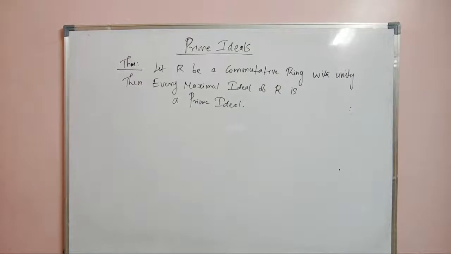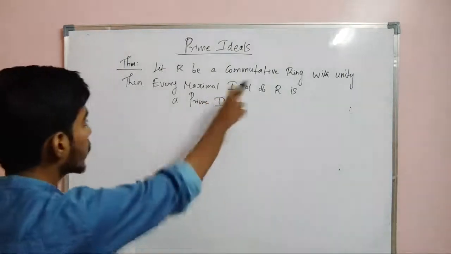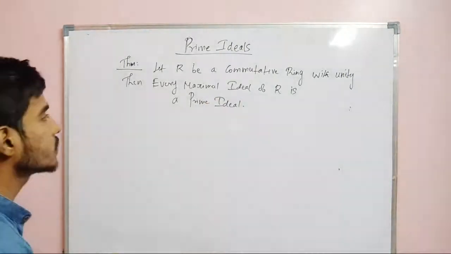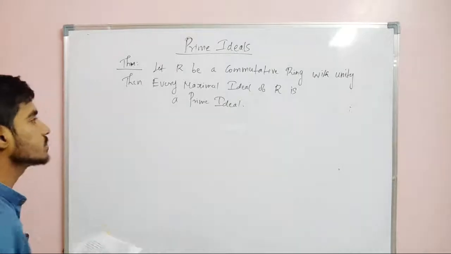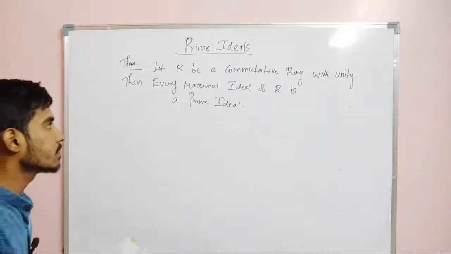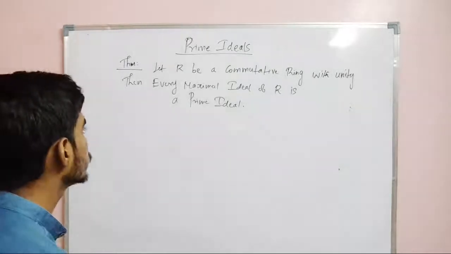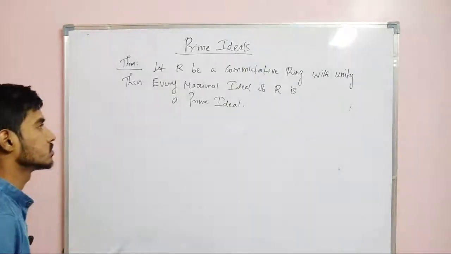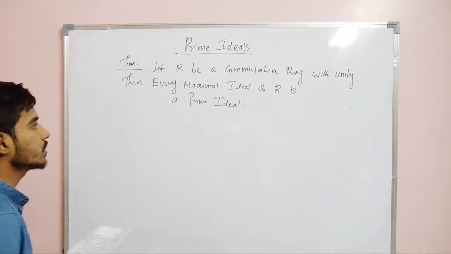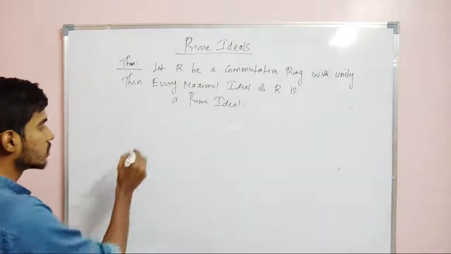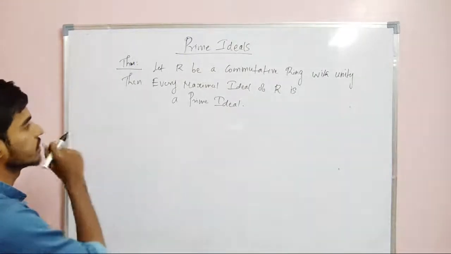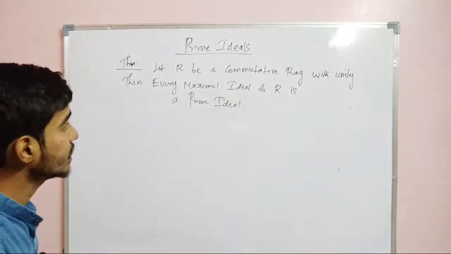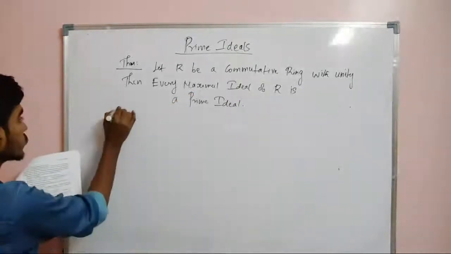So we will prove this theorem that every maximal ideal is a prime ideal. Let R be a commutative ring with unity, then every maximal ideal of R is a prime ideal. Suppose the ideal is maximal, then it will be a prime ideal. Again, you can give an easy counterexample, right? So, okay, first we will prove this. Every maximal ideal of R is a prime ideal. So, proof.